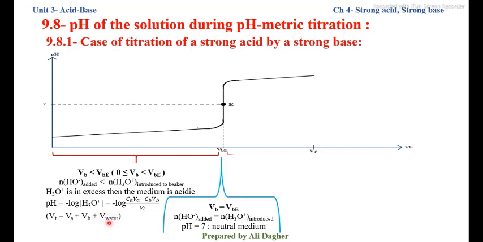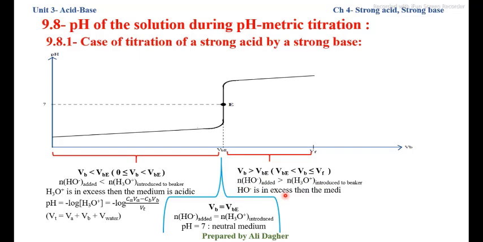Third part, when the volume of base added is bigger than VBE, after the equivalence, VB between VBE and the final volume. In this case, the number of moles of HO minus added is bigger than the number of moles of H3O plus introduced, and therefore HO minus is in excess, the medium is basic. Then pH equals 14 plus log of the concentration of HO minus. The concentration of HO minus equals the number of moles of HO minus left over V total.